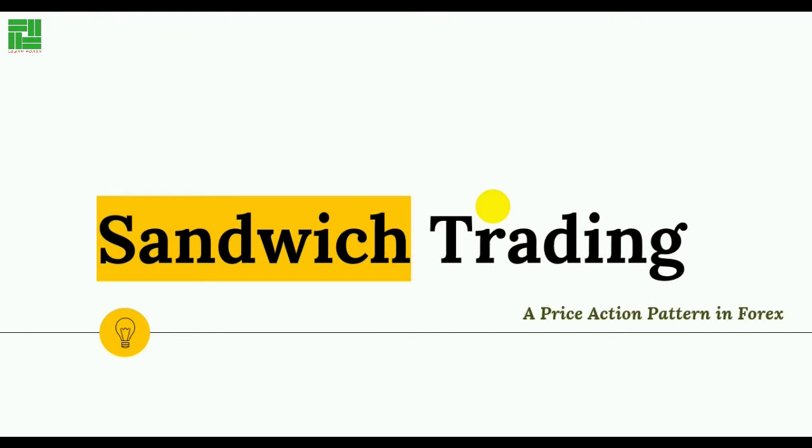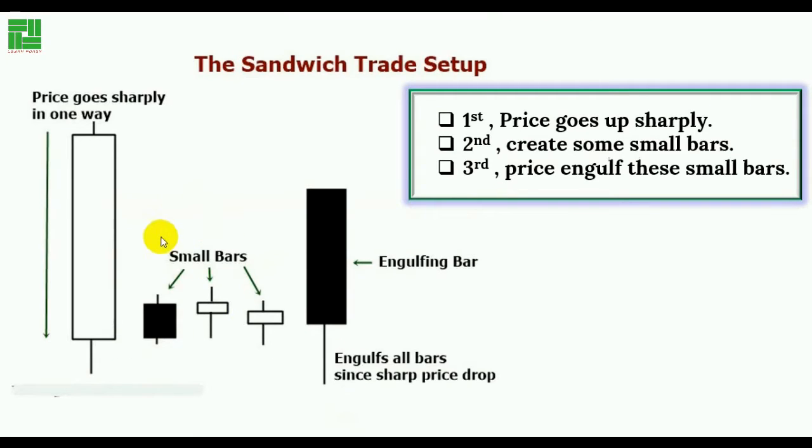The sandwich trading setup is made up of multiple candles and involves an engulfing bar. It forms by the market going up or down sharply, then having multiple small bars follow it. Then after those small bars, a bigger bar engulfs the previous small bars. This essentially forms a sandwich, and you will get a better idea of what it looks like as the video goes on.